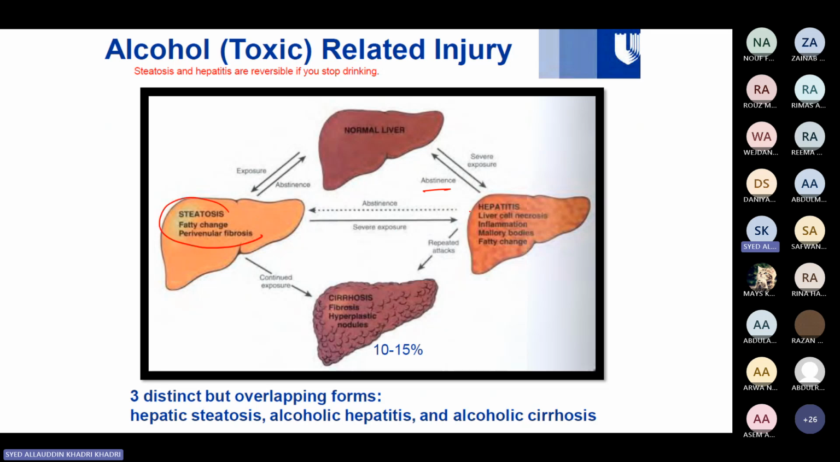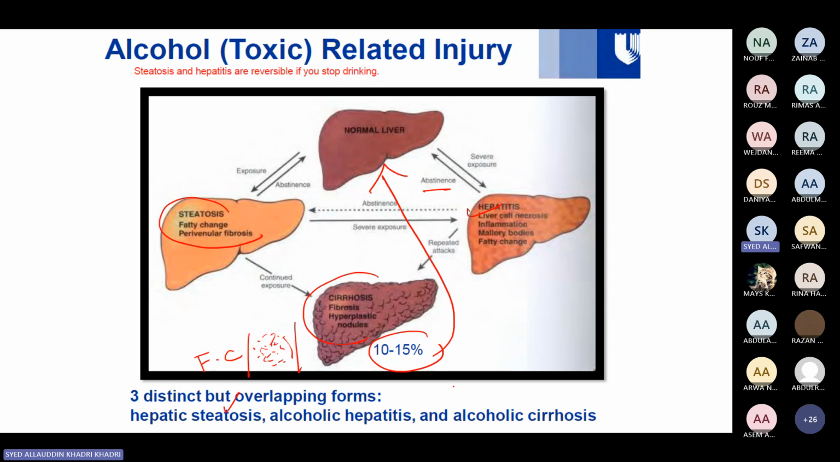Over a period of time, liver cell necrosis occurs, and in 10 to 15% of the cases, it will cause alcoholic liver cirrhosis. So the three distinct patterns which occur in the alcoholic are steatosis, that is a fatty change. Then hepatitis, with a lot of inflammatory cells crossing the limiting plate as well as the portal tract.